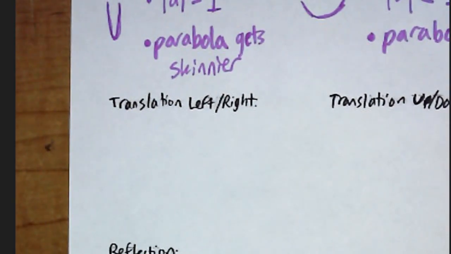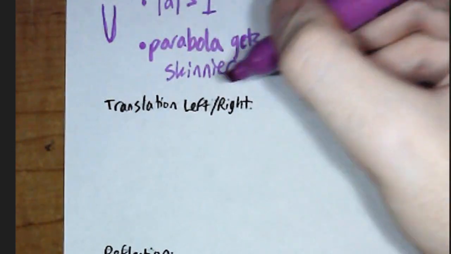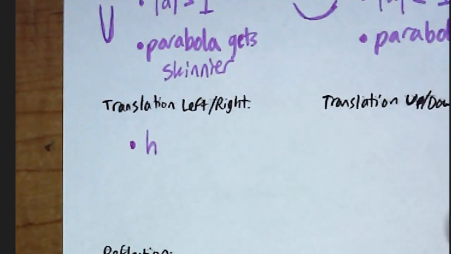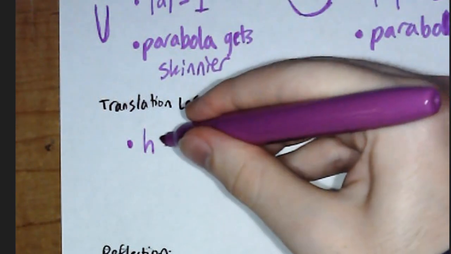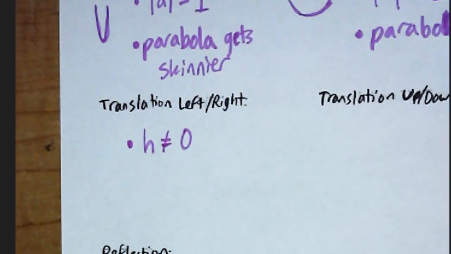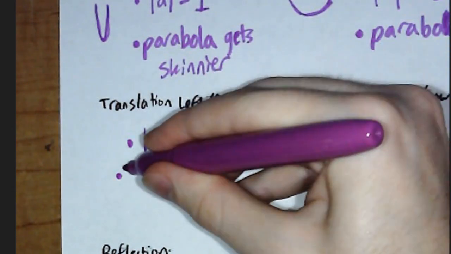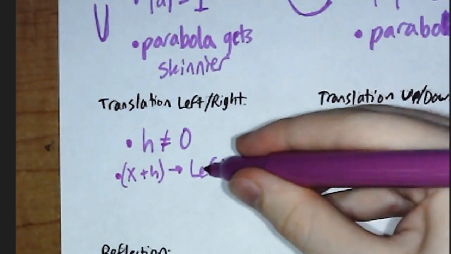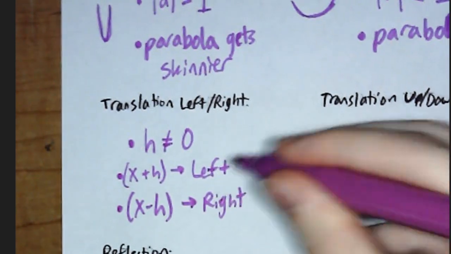Okay, a translation left or right. The parabola itself is going to stay the same, but the entire graph is going to shift left or right. So, a translation left or right is caused by h being something else besides 0. So when h is not equal to 0, that causes a shift left or right. So when you have x plus h in parentheses, that implies a left translation, and when you have x minus h, that implies a right translation.